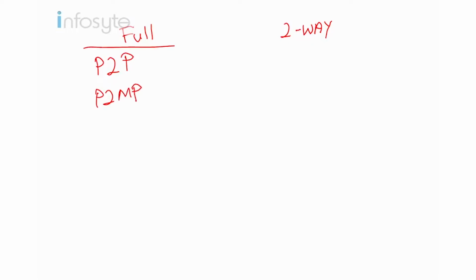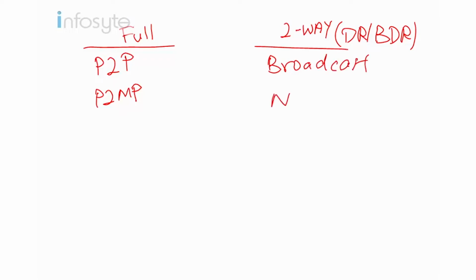So in this case, what type of situation you will get, the full and the two-way. When you're under point-to-point and point-to-multipoint, all the routers are always in the full state. The two-way state appears because we have a DR and a BDR, so within the broadcast and also NBMA networks.